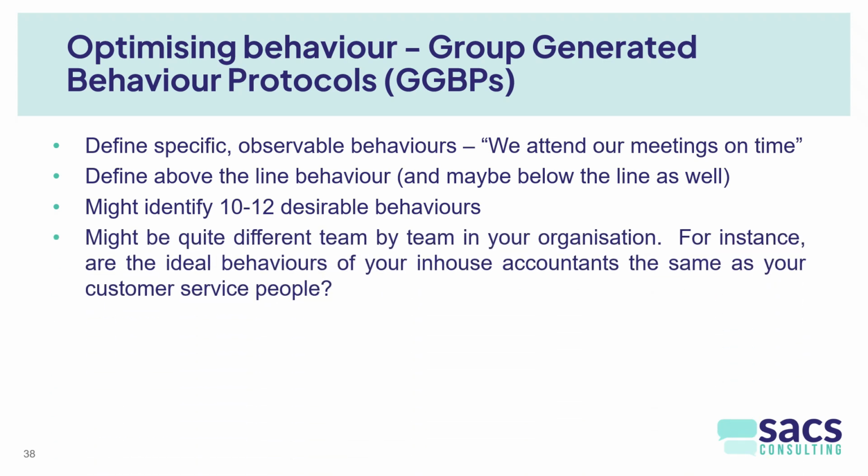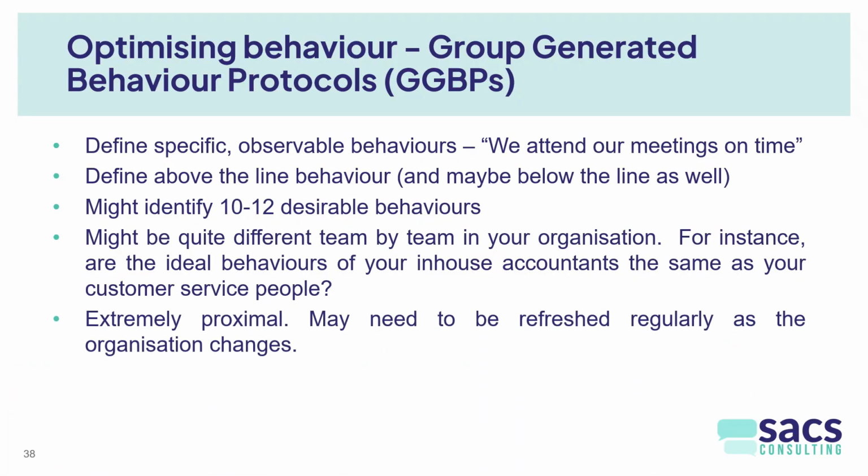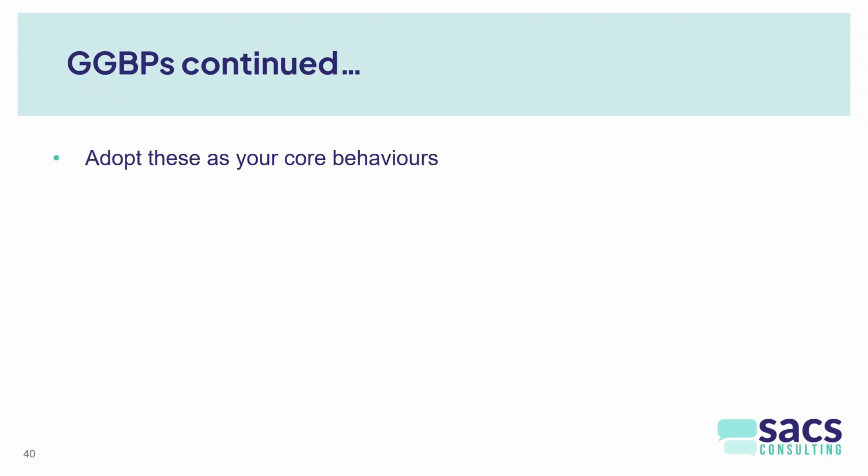Now, these can be quite different team by team in your organisation, and as I've mentioned in earlier videos, that can be quite appropriate. Are the ideal behaviours of your in-house accountants the same as your customer service people? The important thing is that if you've got behaviours that are relevant to the particular team, that can be particularly powerful in causing them to relate to them, particularly if you've generated them from within that team. And finally, these values therefore tend to be extremely proximal. Proximal means people know where they came from, they relate to them, and they can be refreshed regularly as the organisation changes.